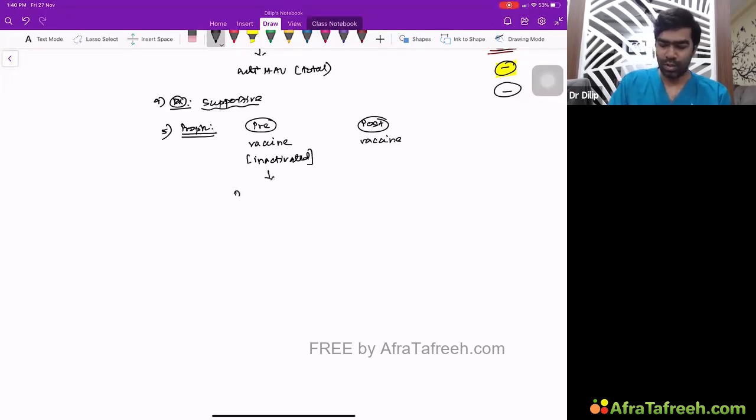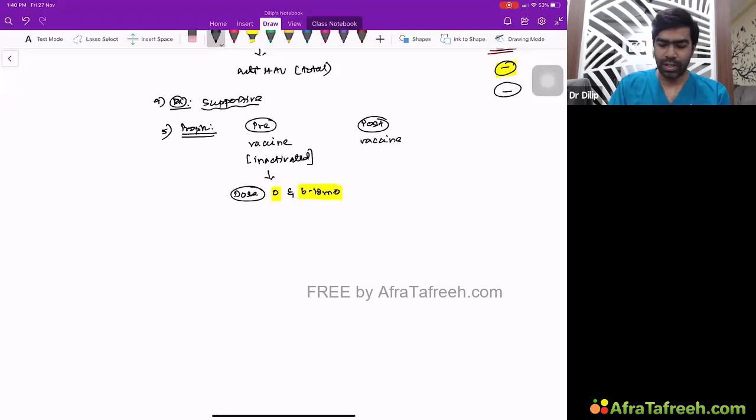Not a problem. The usual dose of the vaccine is that you give the first dose at the time of prophylaxis, and the second dose after 6 to 18 months. So this is a standard dosing schedule. Typically we follow the 0 and 6 protocol, but generally you can give it anywhere around 6 to 18 months. So 2 doses are recommended.